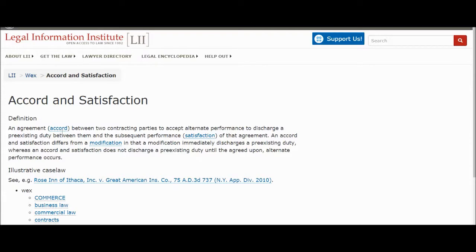According to satisfaction is an agreement, which is an accord, between two contracting parties to accept alternate performance to discharge a pre-existing duty between them and the subsequent performance of that agreement. An accord of satisfaction differs from modification in that a modification immediately discharges a pre-existing duty, whereas an accord of satisfaction does not discharge a pre-existing duty until the agreed upon, this is the most important part, alternate performance occurs. And within an accord of satisfaction, it gives you those stipulations of what they must agree to and what actions they must take for those things to be considered an agreement.